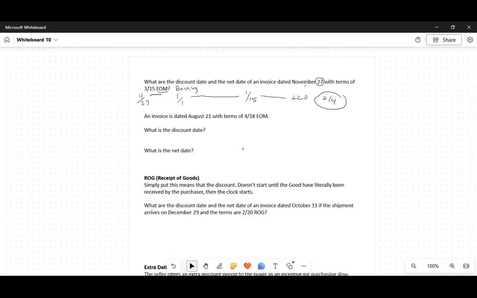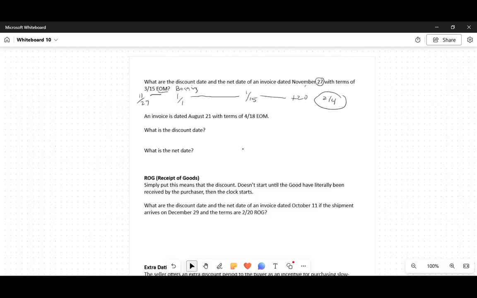So again, it depends on when the invoice is dated. If it's on or before the 25th, it's the next month. If it's after the 25th, all the way till the 31st, it is going to be the month after the next month. And that's the way that you do end of month. And it's actually pretty simple.